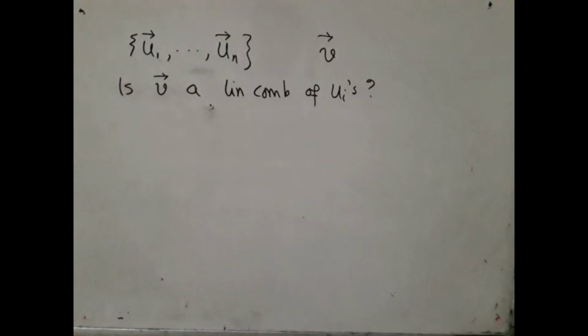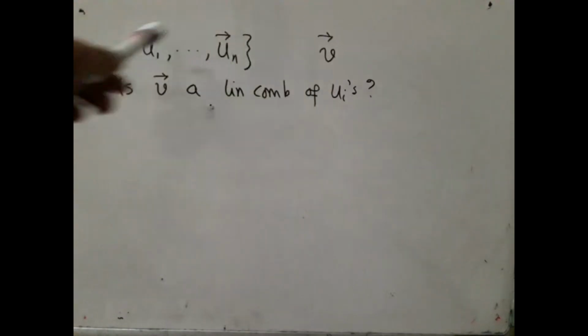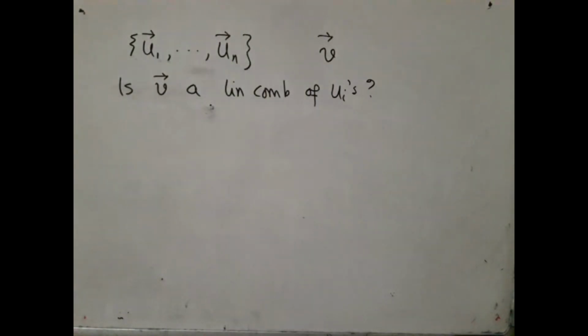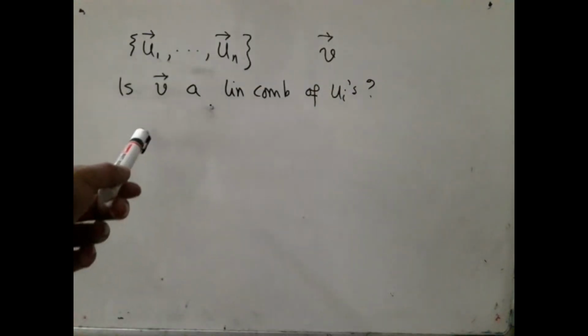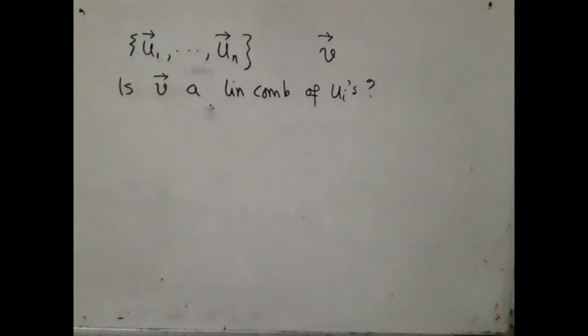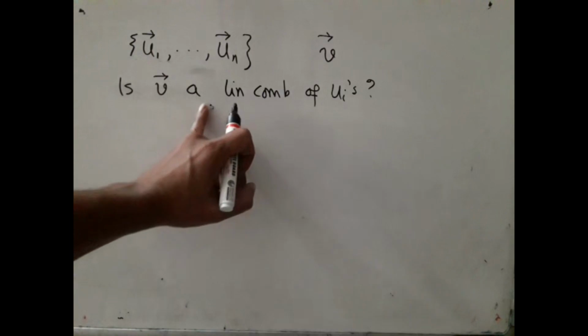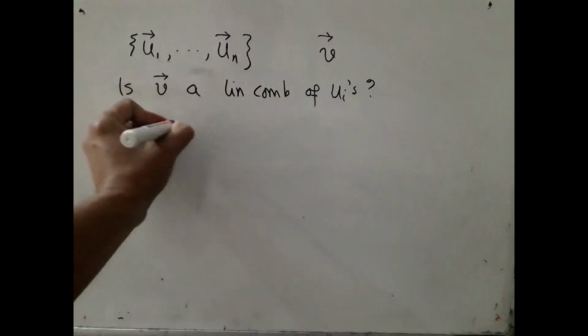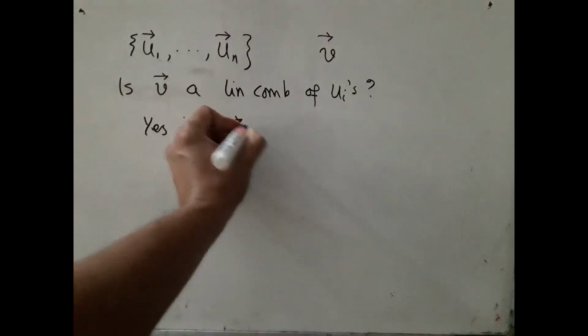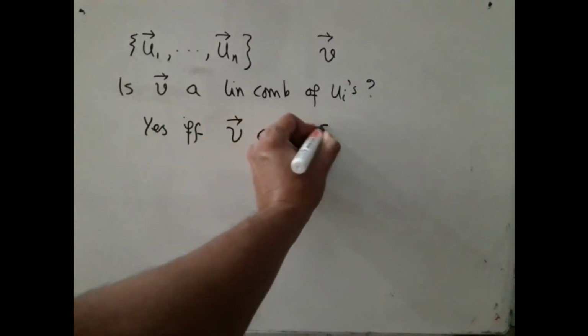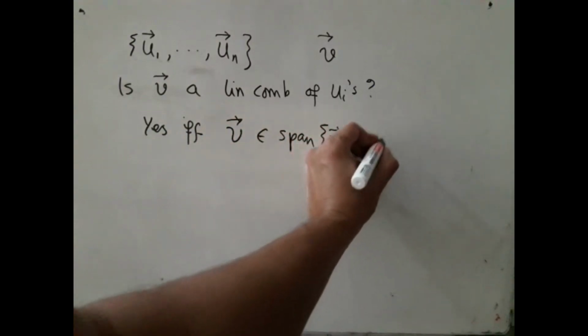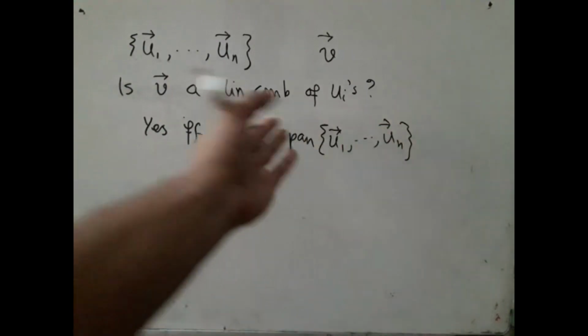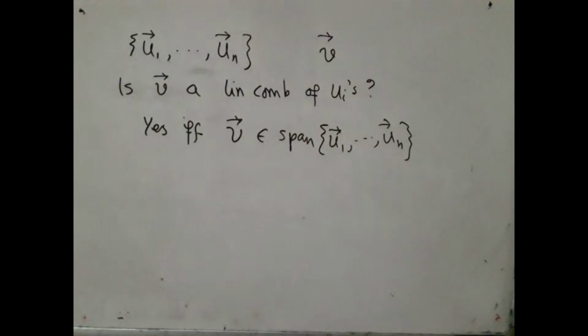To prepare ourselves for the next theorem, which is very important, we have to remind ourselves of the following fact about vectors. Suppose I give you a bunch of vectors U_i and another vector V, and I ask you the question, is V a linear combination of these things? The answer, which is a little more than just a change of language, is yes if and only if V belongs to the span of the U_i. That is precisely span, the set of all linear combinations.